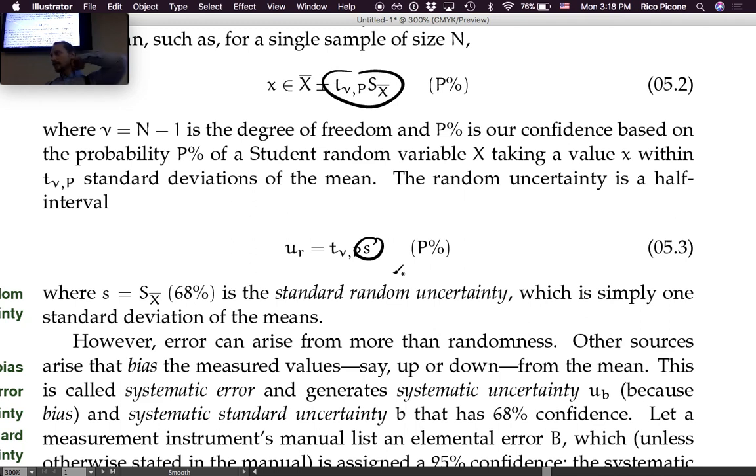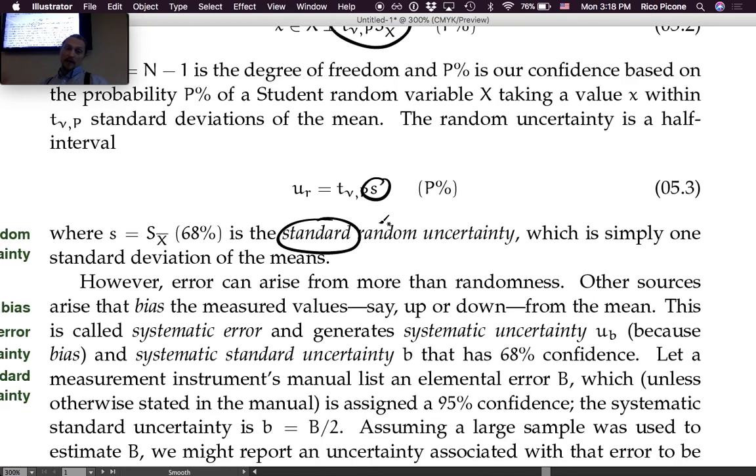Okay. So this s is our standard random uncertainty, and it's often what we use all the way through our calculation until we get to the very end, and then we say, okay, this is for one standard deviation. We want to know for like 2 standard deviations or whatever confidence we want. So we use the one standard deviation, the standard random uncertainty, until that last step.